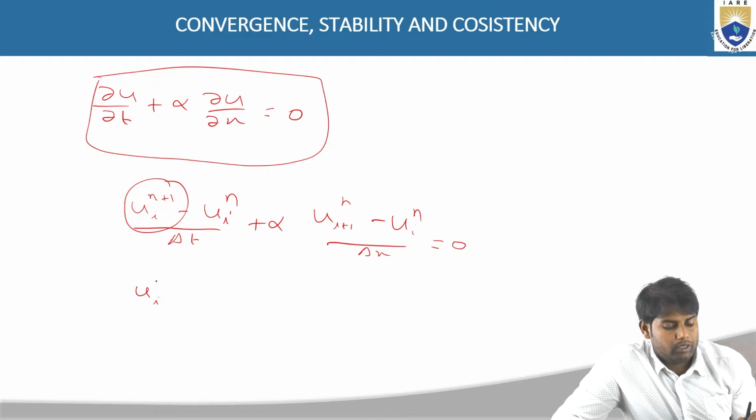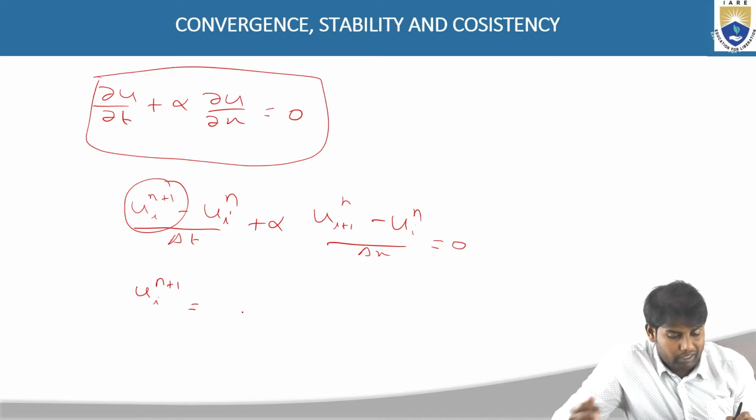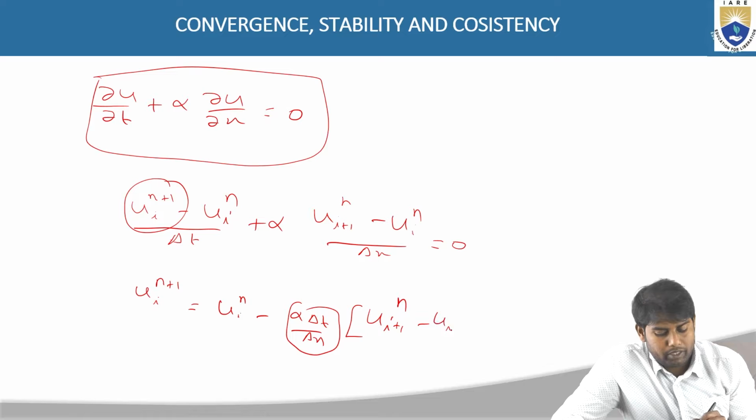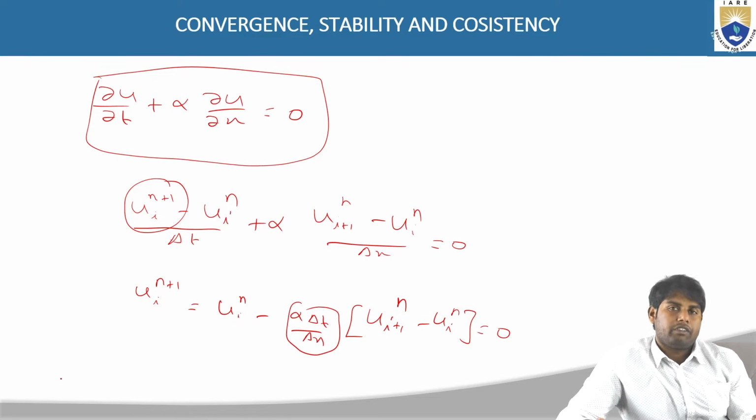So u of i to the power of n plus 1 will be equal to u of i to the power of n minus alpha into delta t by delta x into u of i plus 1 to the power of n minus u of i to the power of n. So this is the equation which you have.